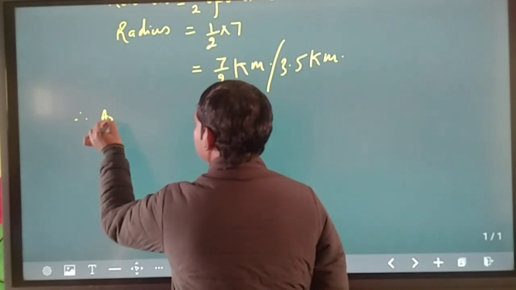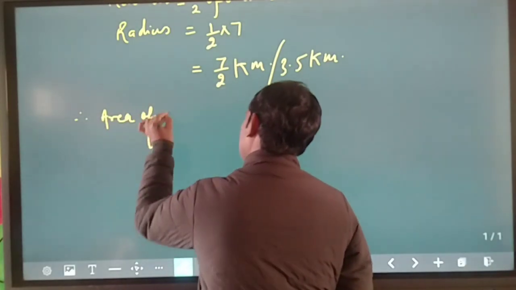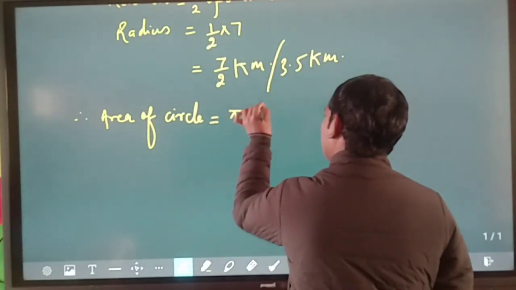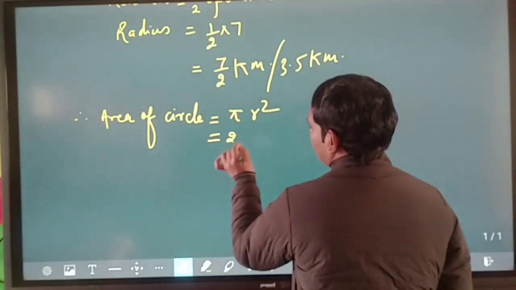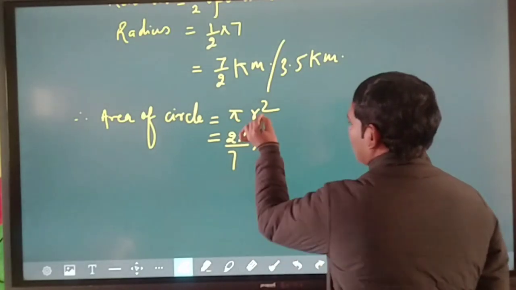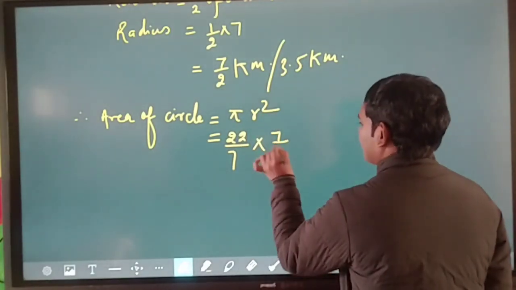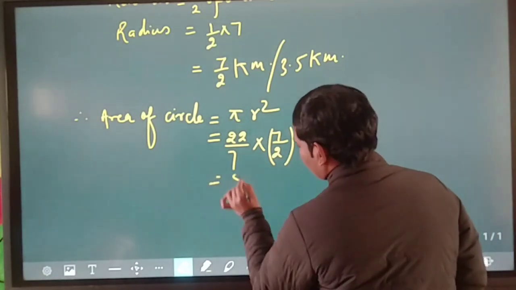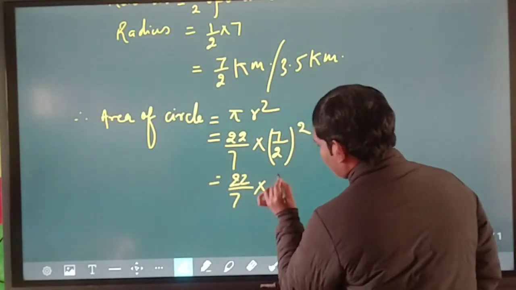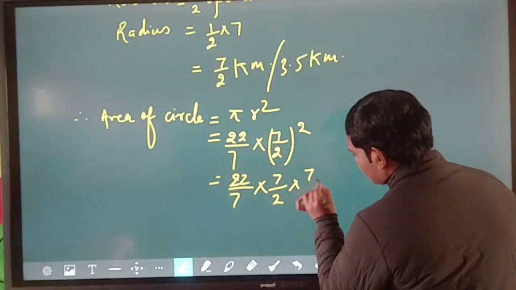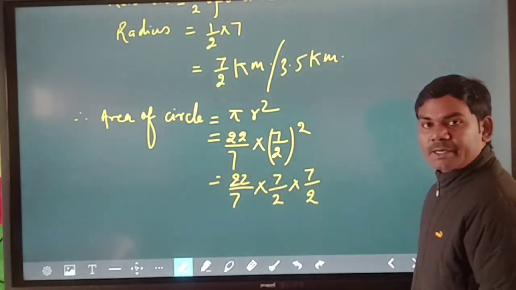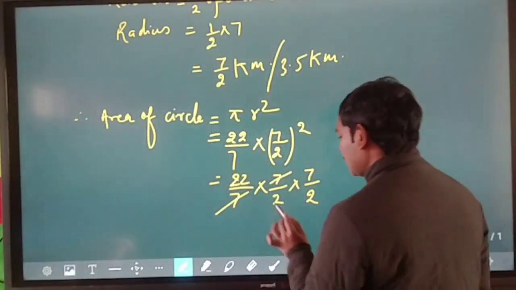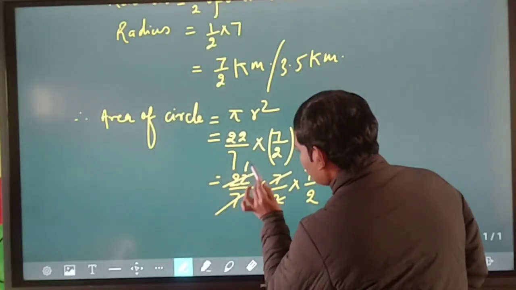Therefore, area of circle is equal to pi r square. The value of pi is 22 by 7 and the value of r is 7 by 2 whole square, or it can be written as 22 by 7 into 7 by 2 into 7 by 2. Is that clear? Now cancel out: 7 one ja 7, 2 one ja 2, 11 2 ja 22.